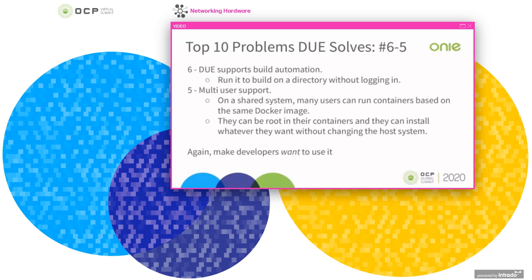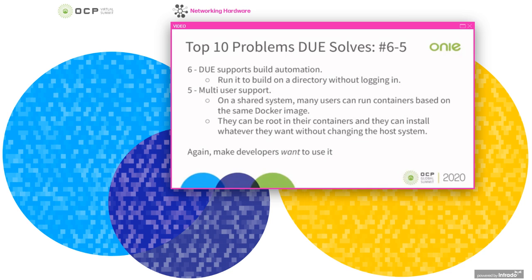Do supports build automation. You can run it to build on a directory without having to log into the container. So if you know your code builds and you don't need to debug it, you can just build it and it's done. It has multi-user support. It'll run on a shared system so many users can run containers based on the same Docker image. They can also be root in their containers, and they can install whatever they want without corrupting the integrity of the build system. So that's that wonderful trade-off of developers get to use the tools they need to be productive, and build engineers get to maintain a consistent environment where they don't have to worry about machines getting mysteriously configured by users who had root.